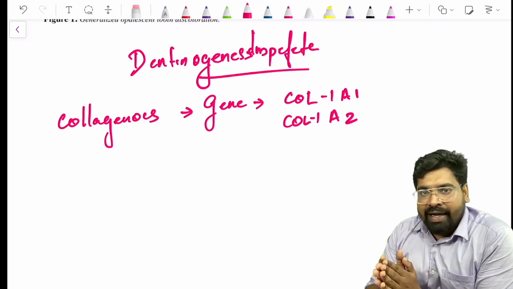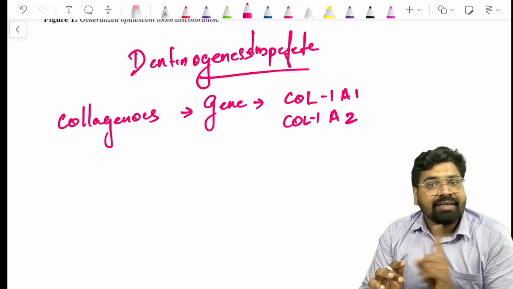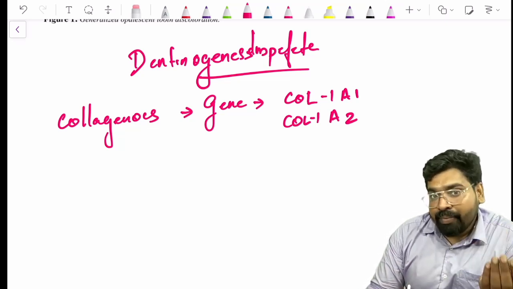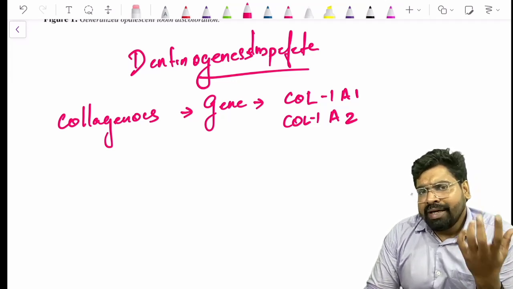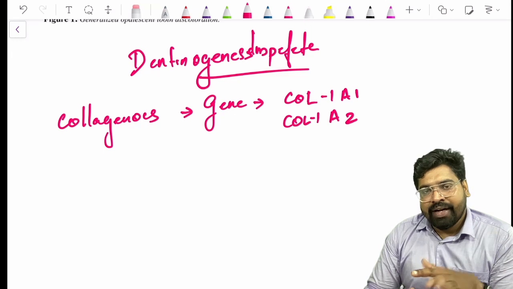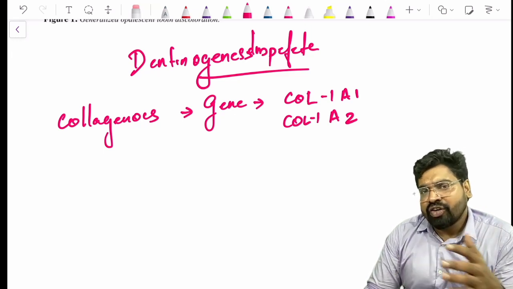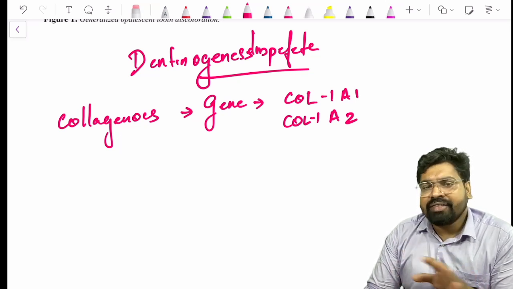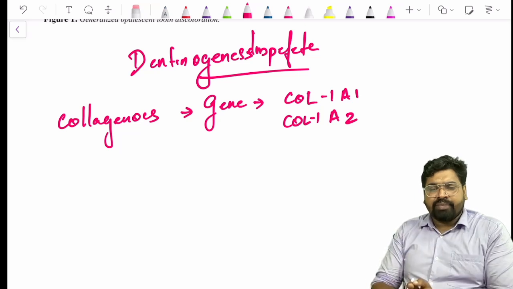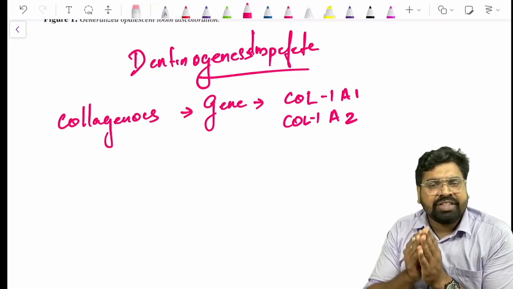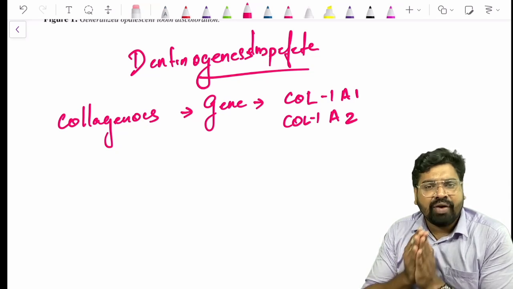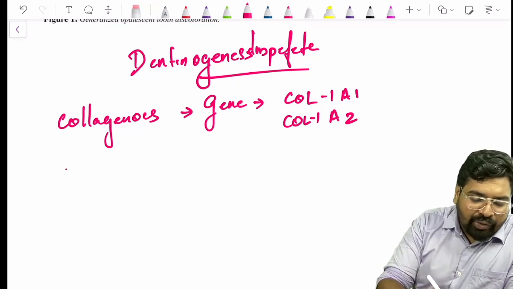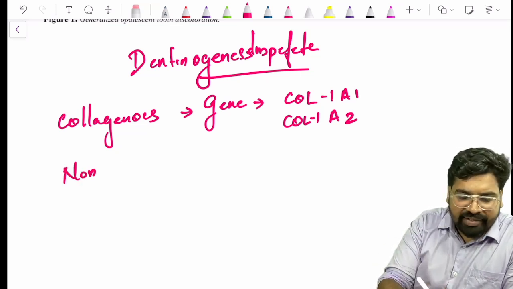You know that dentin contains collagen. Enamel doesn't contain collagen; enamel contains only amelogenin and other enamel proteins. Dentin, bone, and all the other hard and soft structures contain collagen, but enamel doesn't. So dentinogenesis imperfecta is mostly due to the genetic defect that is affecting your collagen genes, COL1A1 and COL1A2.